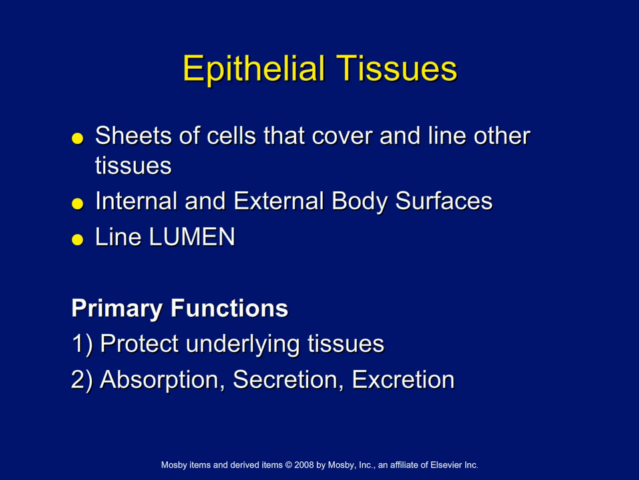And finally, excretion is also a very valuable function of epithelial tissue. And this happens primarily within the kidneys, where we basically get rid of excess ions and waste products and take those from the bloodstream and put them into the filtrate that eventually ends up in the urine.